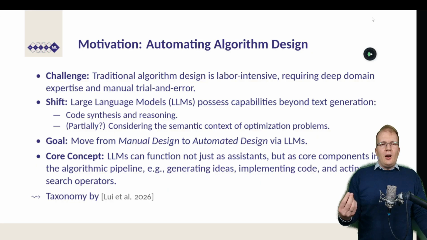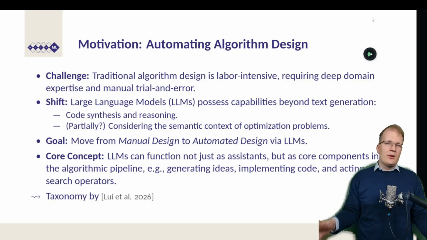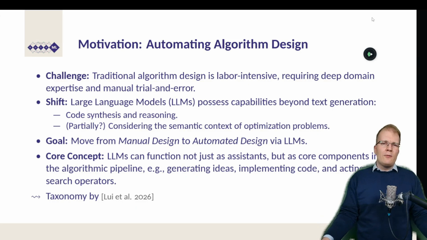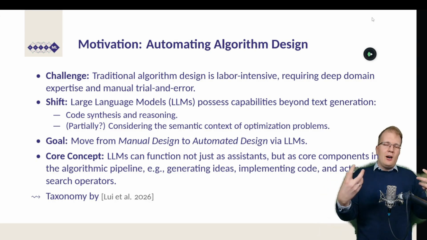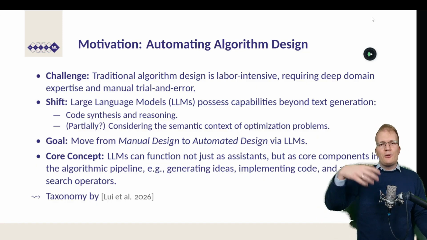The shift which we experience these days is that we can leverage large language models because they possess capabilities beyond text generation. They can generate code or even do some kind of reasoning. They can at least partially consider the semantic context of an optimization problem. In all of that, we're aiming to move from manual design to automated design via LLMs. And that should be obvious, it is very close to the heart of automated machine learning, where we also always talk about manual design, which we would like to automate.